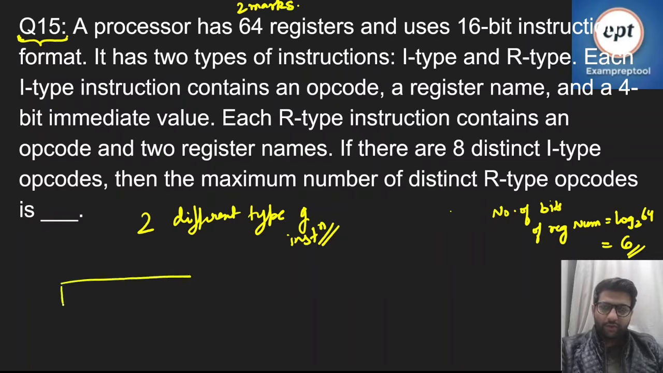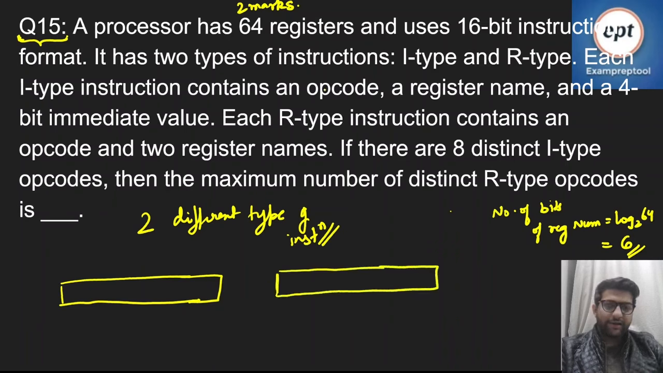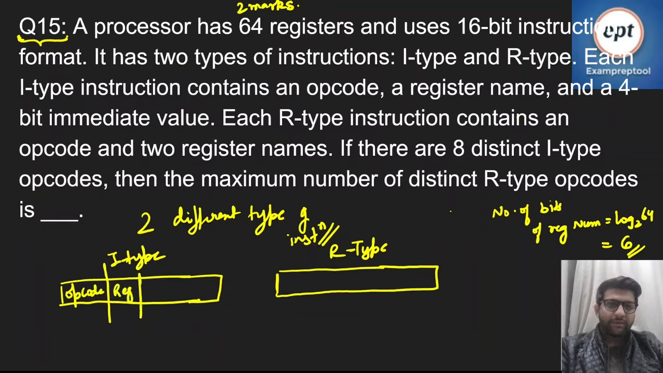So first we will draw the format for both types of instruction. Let's say this is the first type of instruction and the second type of instruction, so this is the I type and this is the R type. Each I type instruction contains an opcode, a register name and a 4-bit immediate value. So let's write it as immediate, and this is of 4 bits, right? And each R type instruction contains an opcode, then 2 register names, and that's it. So the format is like this for R type instructions, right?